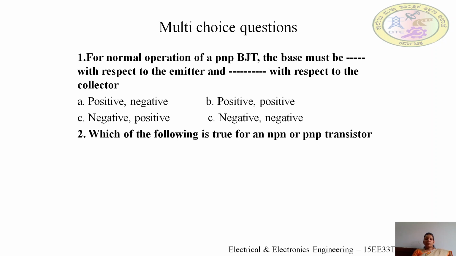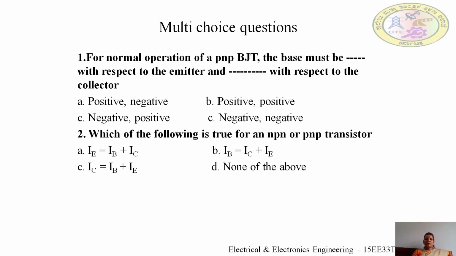So this is the second question. Which of the following is true for an NPN or PNP transistor? Let us go through the options available. IE is equal to IB plus IC. IB is equal to IC plus IE. IC is equal to IB plus IE. And the fourth option is none of the above. So which is the right answer? In both the cases, IE is equal to IB plus IC. That is, emitter current is the summation of base current and the collector current. So option A is the right answer.